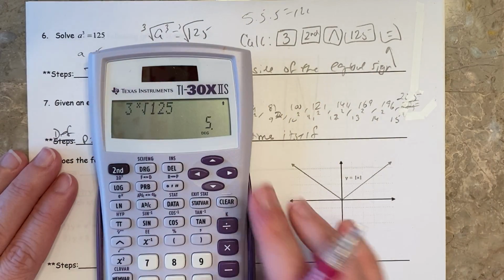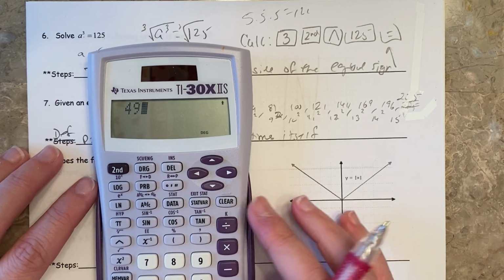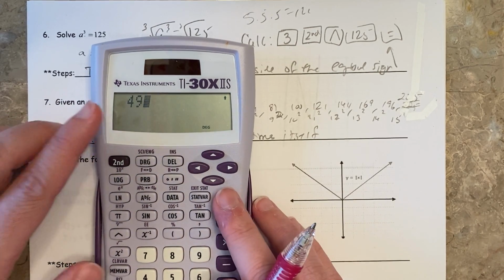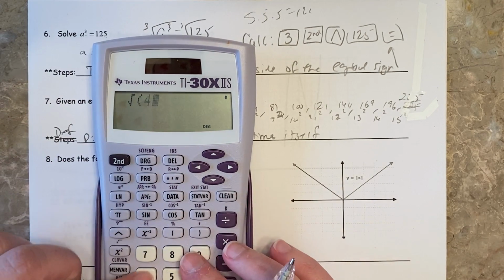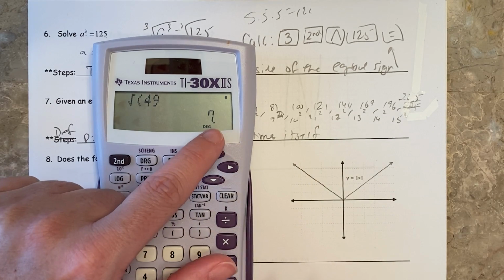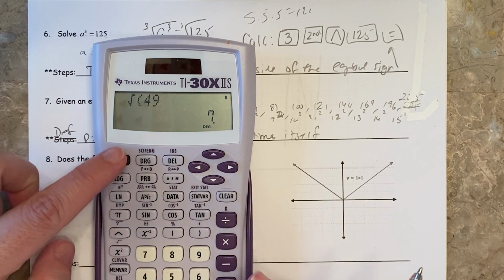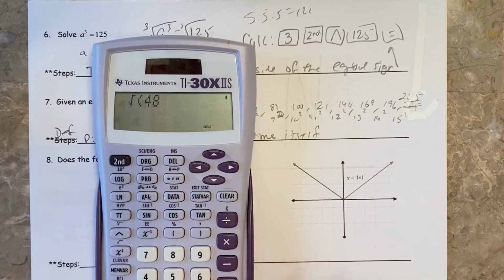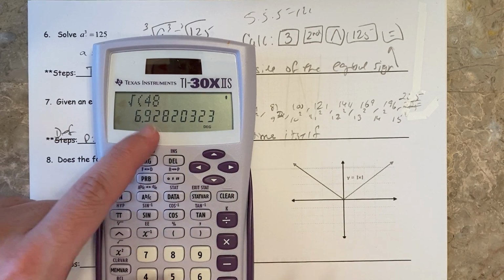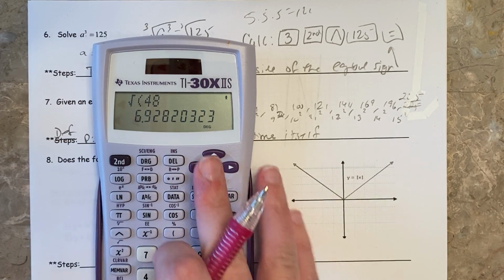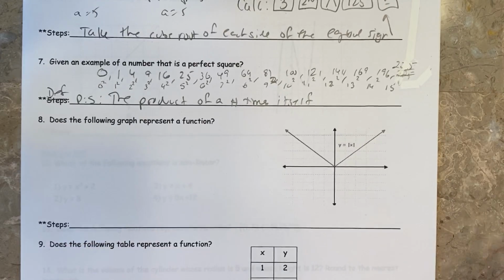And another way to do it is if I give you a number, let's say 49, right? And I want to know if that's a perfect square or not. What you do is you take the square root of it. If you get a whole number, it's a perfect square. So let's say if I gave you 48 and I want to know if that's a perfect square. When I take the square root, do I get a whole number? No, so it's not a perfect square. Okay, so that's another way to figure it out.